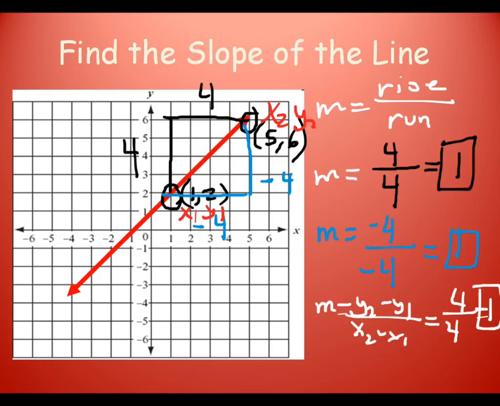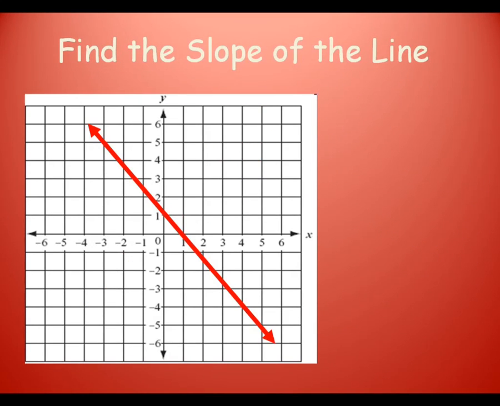So when you're given a graph, if you just want to count how much you go up or down and divide it by how much you go left and right, that would give you the slope. If you want to pick 2 points on the graph and plug them into the slope formula, that would work. Okay. Let's look at 1 or 2 more. This line, is it going to be a positive slope or a negative slope? It's going to be a negative number. I should get a negative number whatever I do.